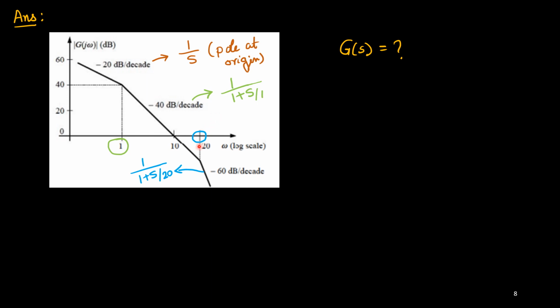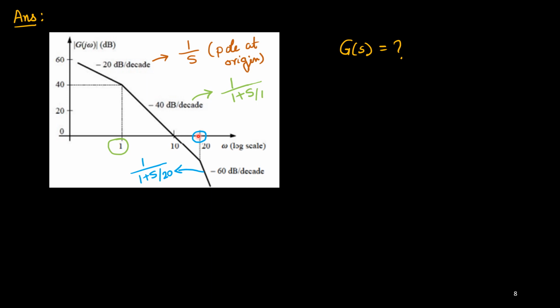Next, here again we will have one change. Earlier it was minus 40 dB per decade, and from here onward we are getting minus 60 dB per decade. So again another 20 dB decrement, meaning minus 20 dB per decade change is there. Thus we have another pole located at s equals minus 20. So we write 1 upon 1 plus s by 20.